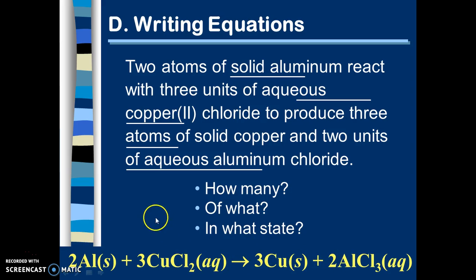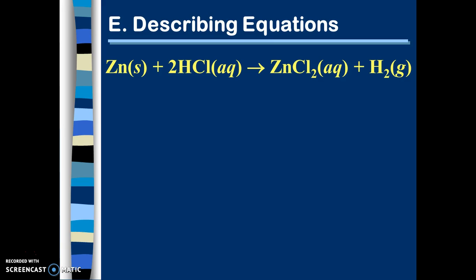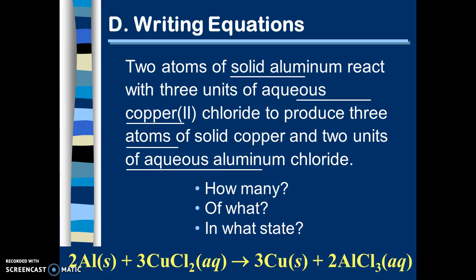So we say the aluminum combines with copper 2 chloride to produce copper metal and aluminum chloride. It's much simpler to write this simple chemical equation than it is to write out that entire paragraph of what went on in the reaction. And that's why we like to write these in equation form.